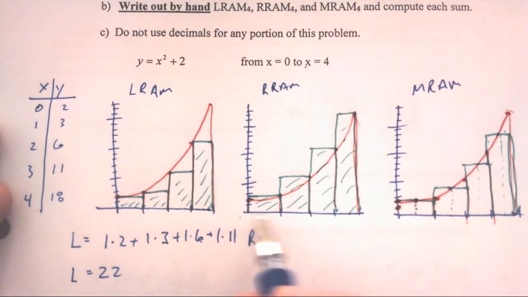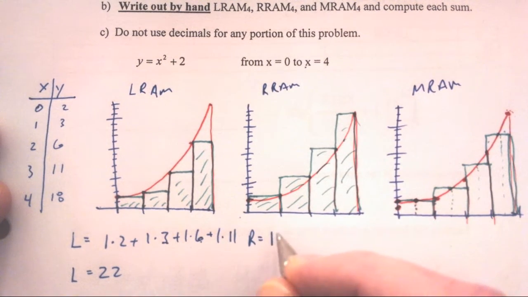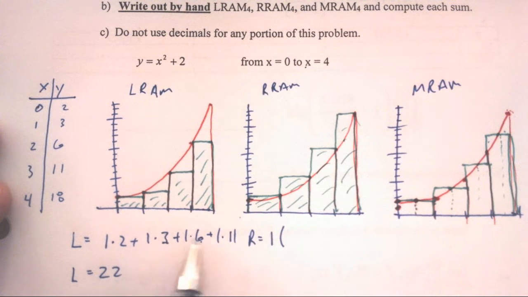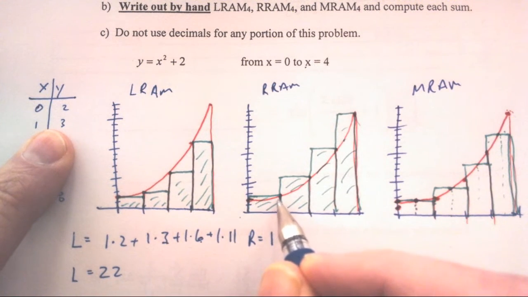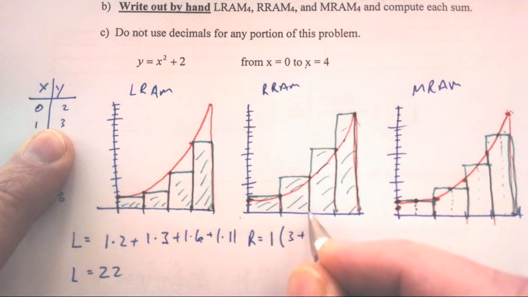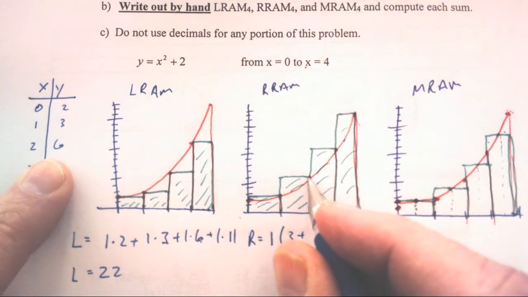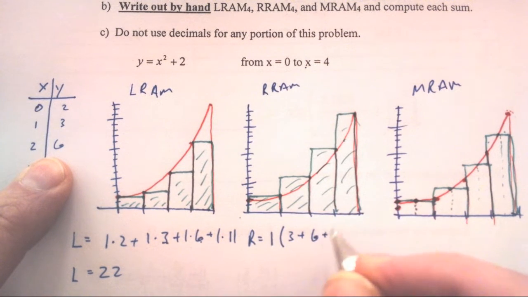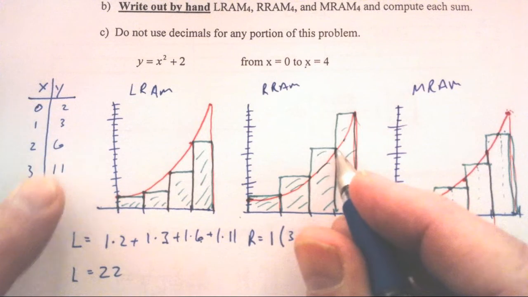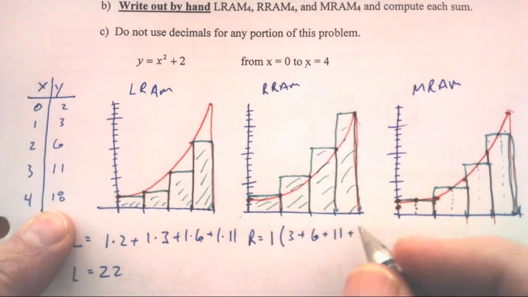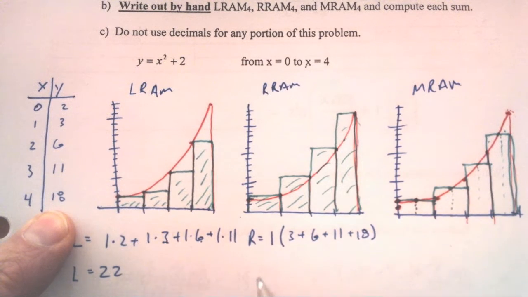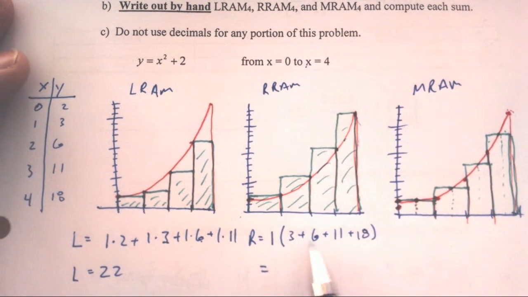R equals, first is 1. I'm just going to factor that 1 out. We notice we could factor that 1 out of each of these. So 1 times the height of the first rectangle, well, going up the right side, we have a value of 3. Going up the right side of this is f of 2, that's 6. Going up the right side of this, that's f of 3, 11. And our last rectangle, f of 4, 18. And we get 9, 20, 38.